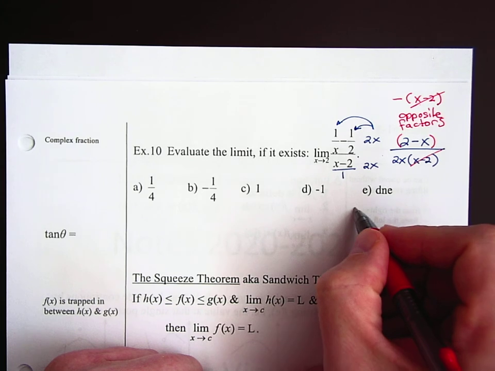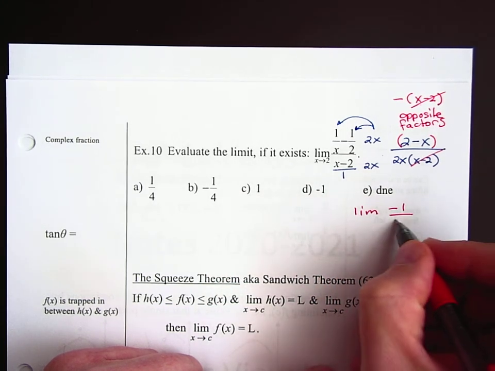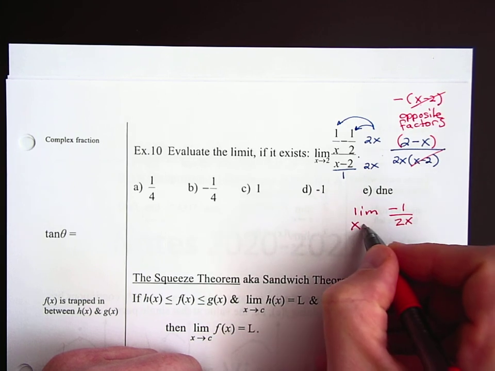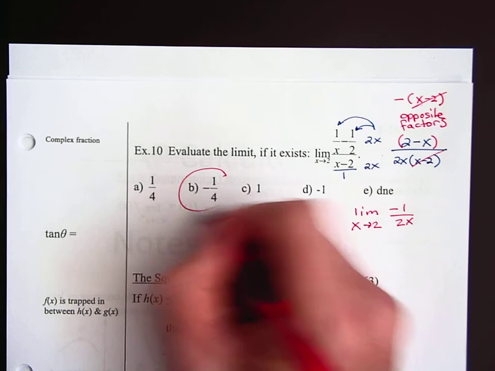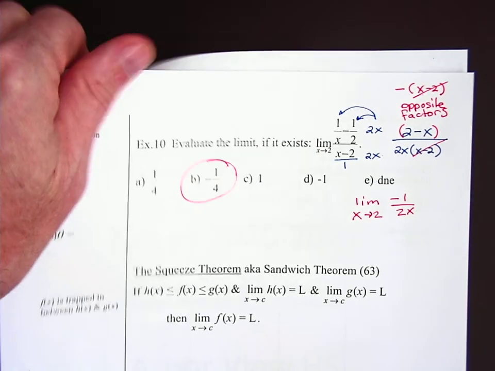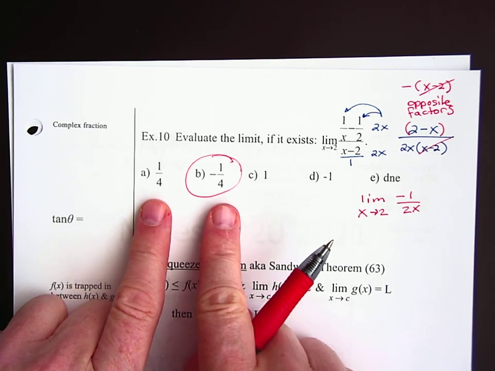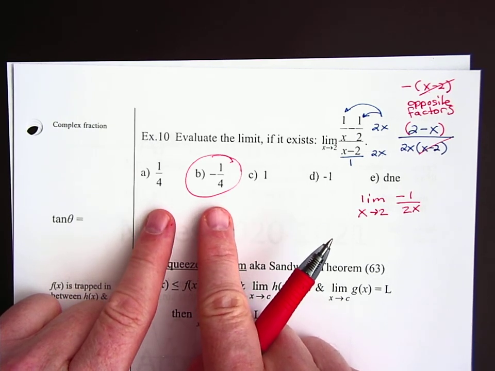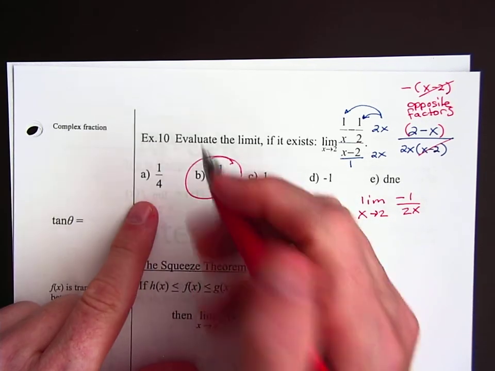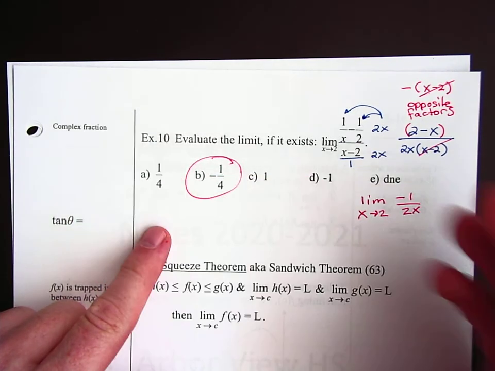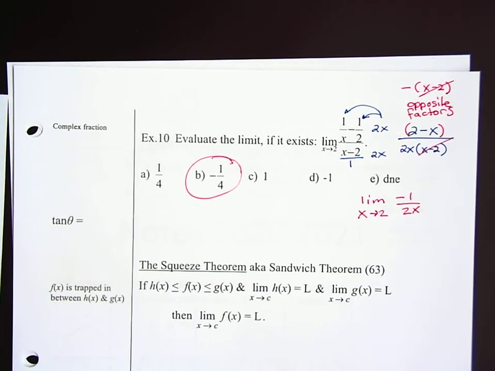So now we have the limit of negative 1 over 2x as x approaches 2. If you plug 2 in there, 2 times 2 is 4. That's going to be negative 1/4. Now be careful. Notice how we have positive 1/4 and negative 1/4. So we do not want to make careless mistakes like that. This is correct, but I'm just saying. I have seen students in the past just circle that because they just don't notice. So be careful. Okay.